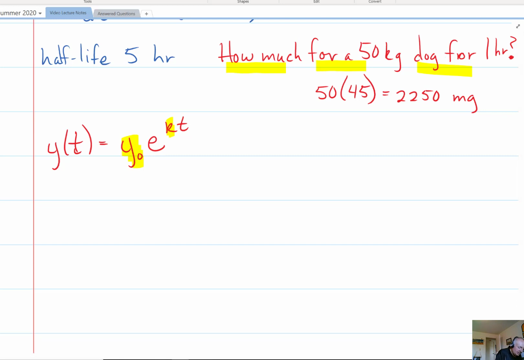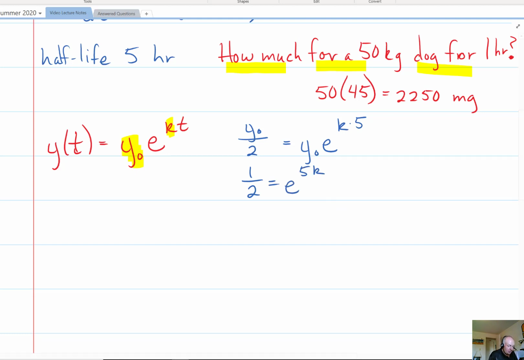And so in order to figure out what k is, we're going to use this half-life idea. So I don't know how much I started with at time 0. But after 5 hours, if I plug 5 in there, I better end up with half of what I started with. And this is a typical way to use half-life. This will allow us to solve for k. And of course, if we look at this, we see we can divide both sides by y sub 0. So we end up with just this right there.